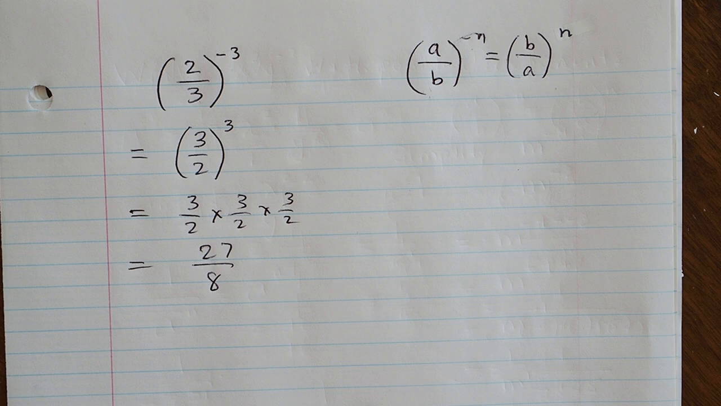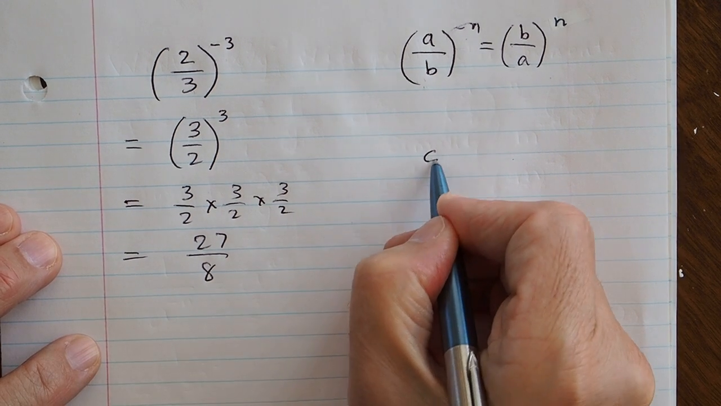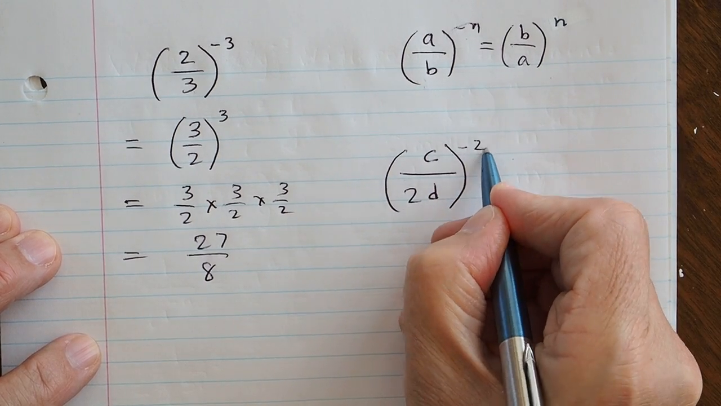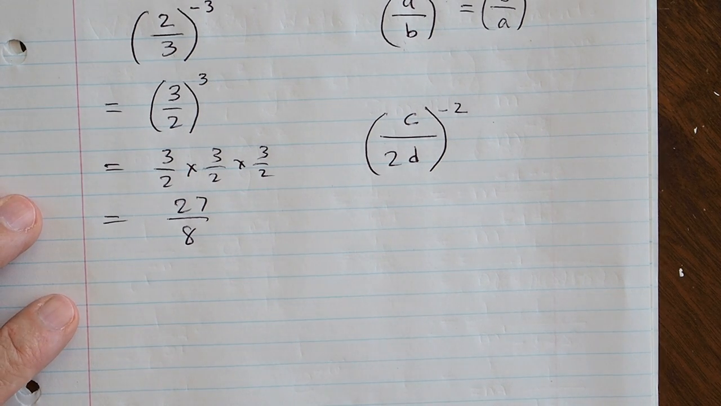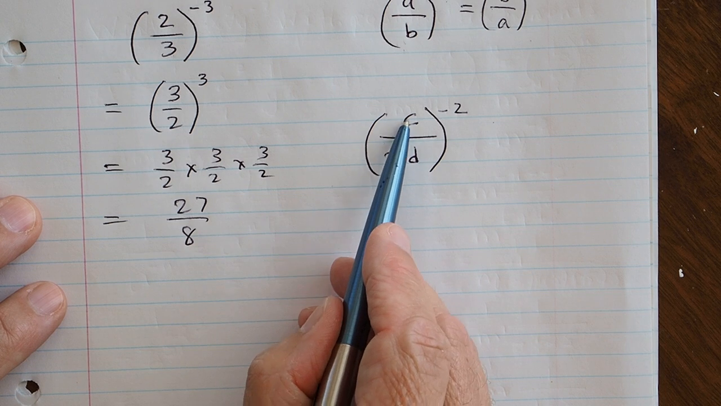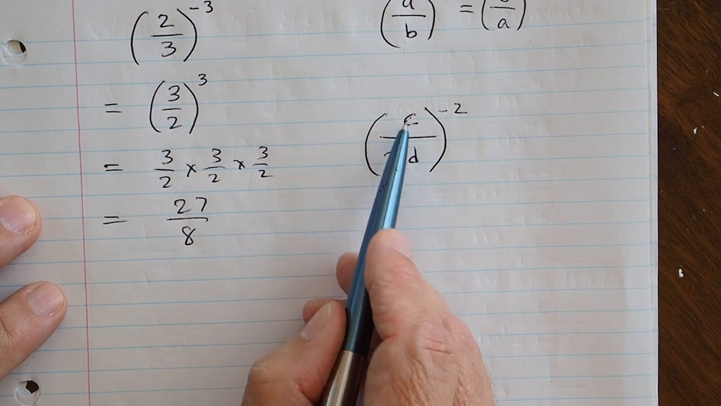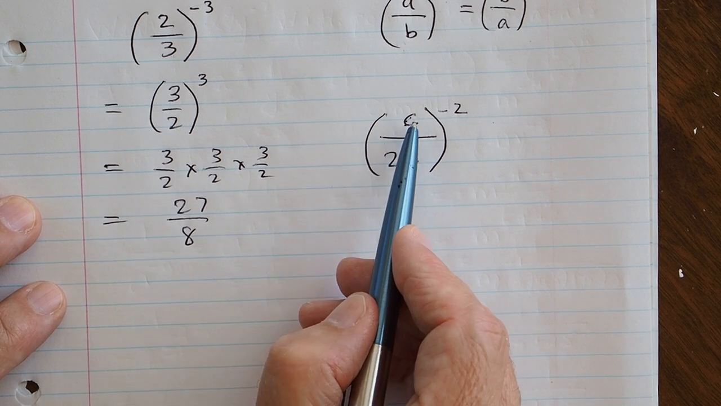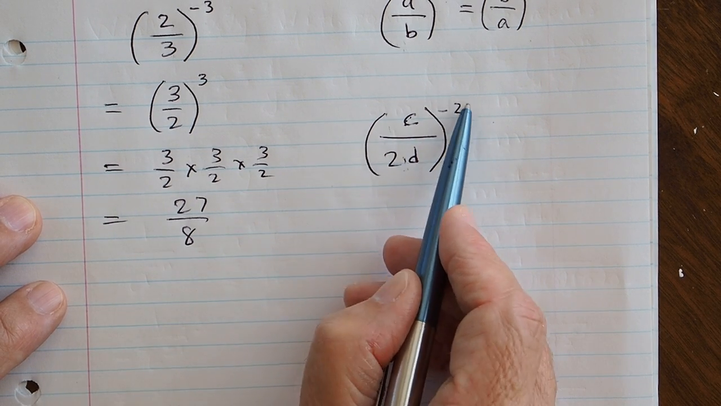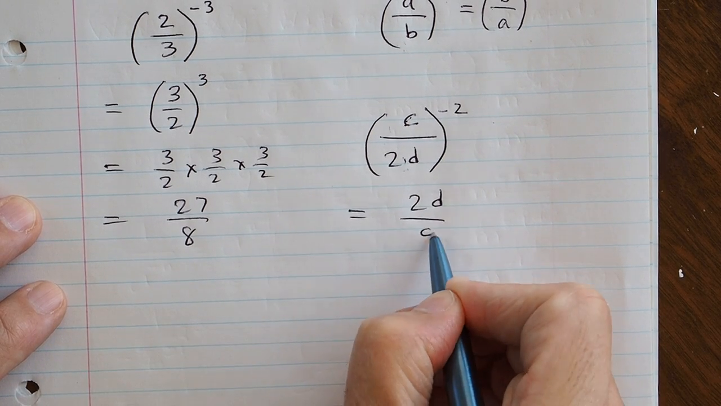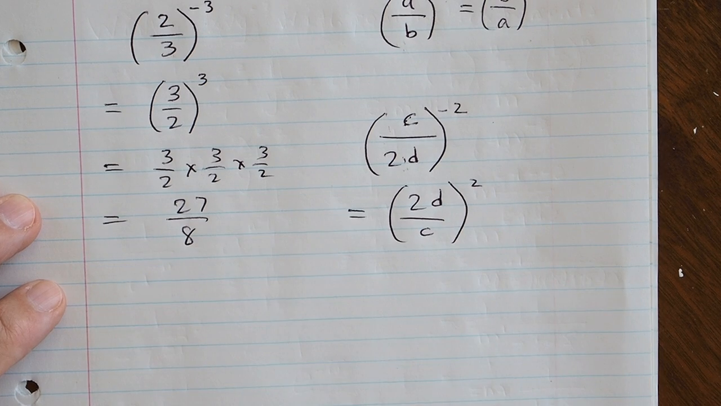Alrighty, well done so far. That's just great. Try this question with letters. That's c over 2d all to the negative 2. In this case, we're going to reverse the numerator and denominator, even if they look a little difficult or awkward, or they look algebraic, or they've got letters. Doesn't matter. You still put this on the bottom, put this on the top, and change this to a positive. That's going to give us 2d over c to the positive 2.